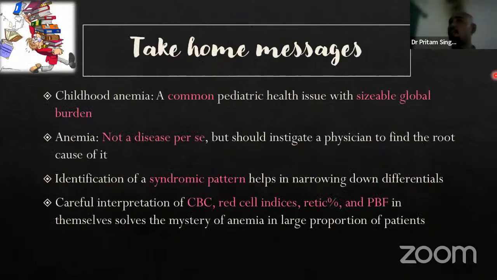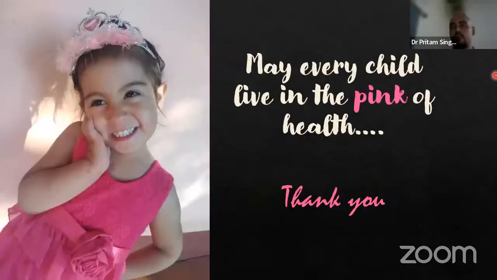Childhood anemias are a pretty common pediatric health issue with a very sizable global, country-wise, as well as West Bengal state-wise burden. Anemia is not a disease per se, but you should always provoke the physician to find a root cause for it, and the workup should be in a very systematic way. Identification of a syndromic pattern by gathering all the clinical as well as laboratory parameters from the hemogram helps in narrowing down your differential, and so does careful interpretation of the complete blood count, peripheral blood film, retic, and red cell indices. If you do at least this, that in itself helps you solve the mystery of anemia in a large bulk of patients without taking help of very costly and labor-intensive investigations. That message I wanted to give. Thank you for your kind attention.